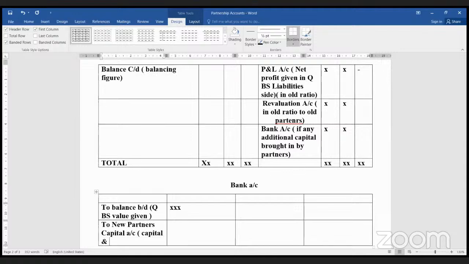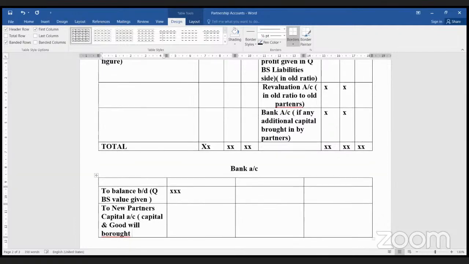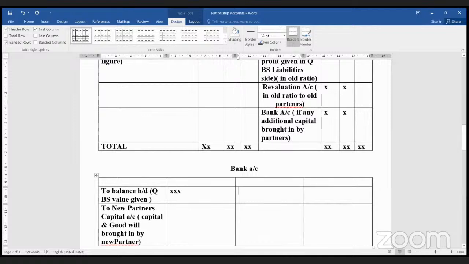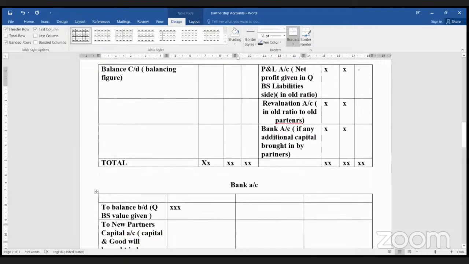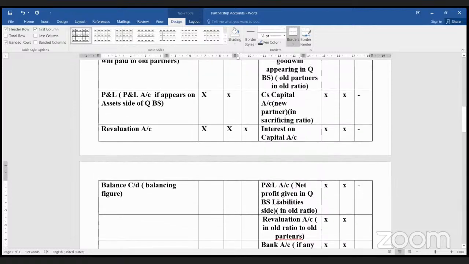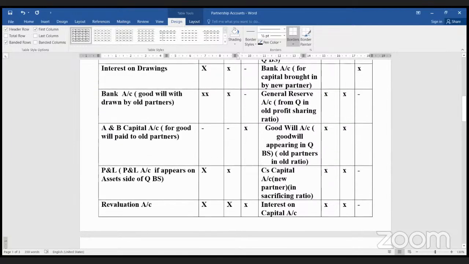Capital and goodwill brought in by the new partner, that amount is to be taken. And here, if any withdrawals by the new partner.